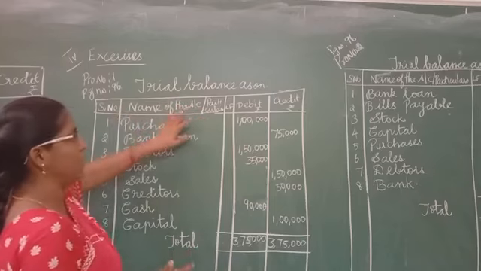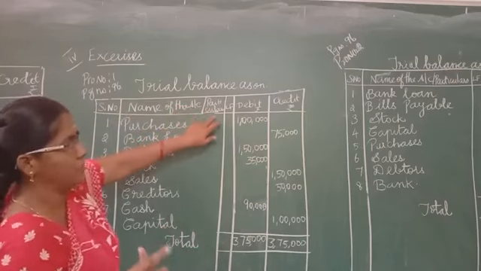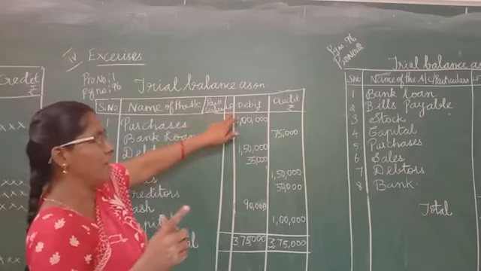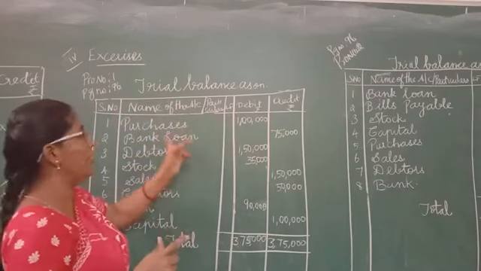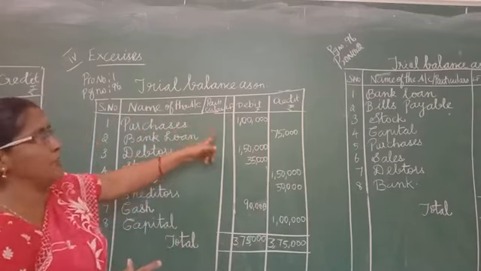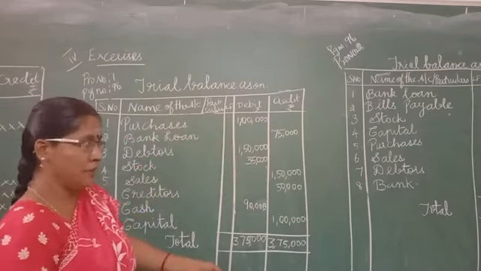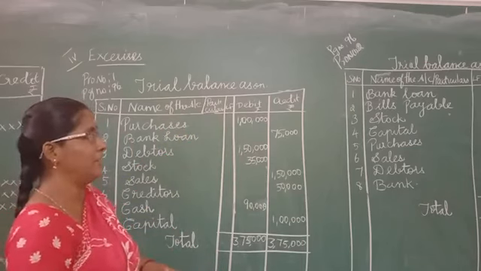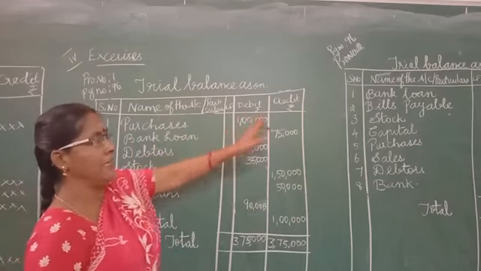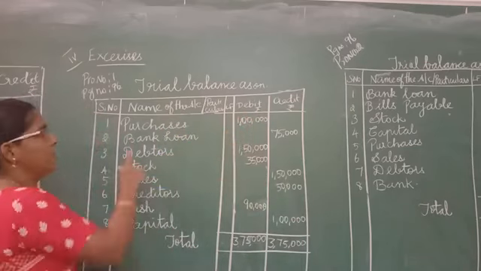First column, serial number, then name of the account or particulars. Then the LF column, LF is the ledger folio, meaning which page the account is on. It is not used during studies, but in practice it will be used. Then debit and credit. We have to write these columns.